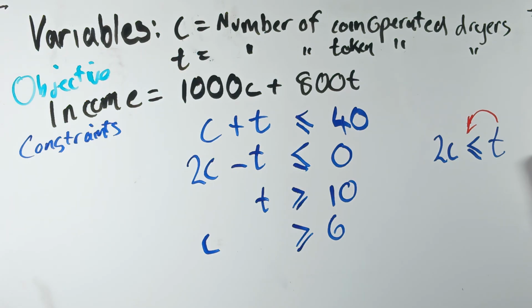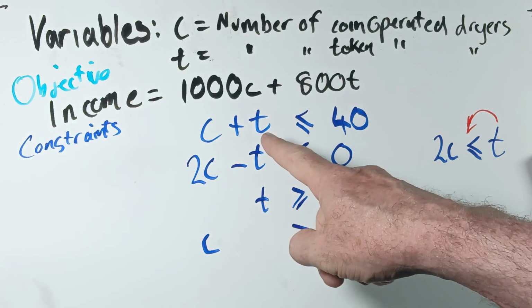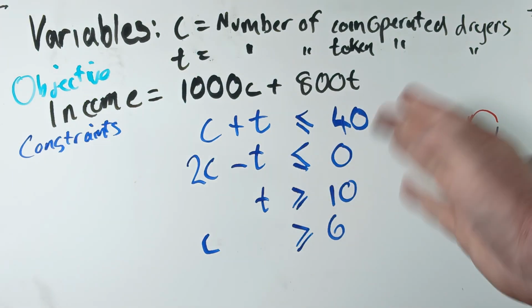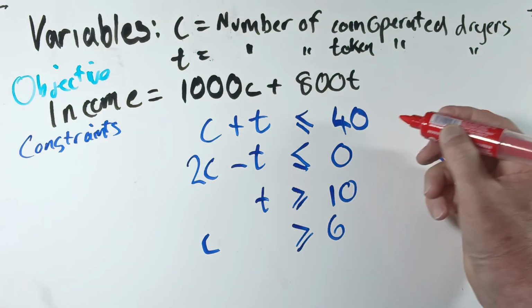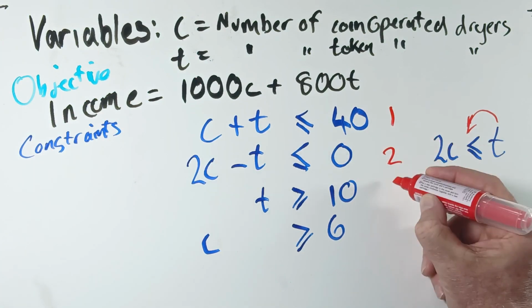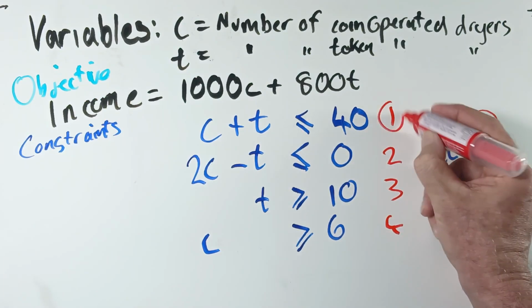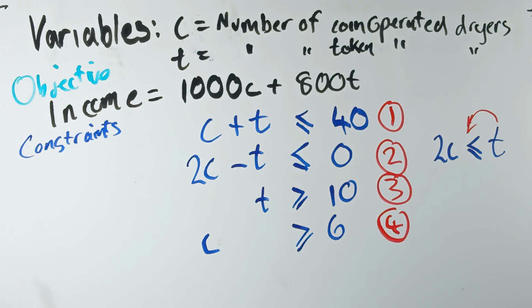So there we have the problem laid out. Maximize income subject to these constraints here. Just these 4. I'm going to number them 1, 2, 3, 4. Like that, and that is our linear program that we're trying to solve.